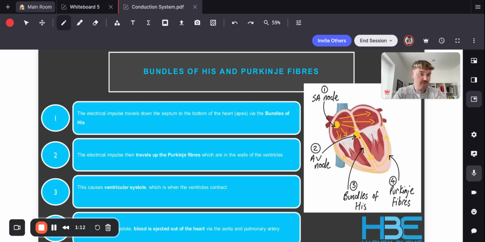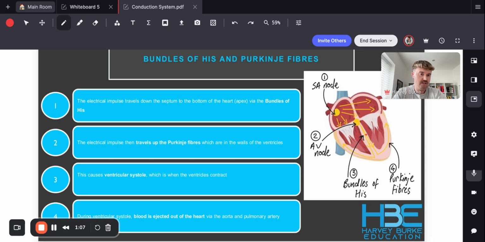So you would say after that 0.1 second delay that is created by the AV node, the electrical impulse is then released down the bundles of His and up the Purkinje fibres, and it's when the electrical impulse is travelling up the Purkinje fibres that ventricular systole then occurs. So that's when the ventricles are contracting. And when the ventricles are contracting, that is then going to eject blood out of the heart. And if you wanted to be more specific, you could say it ejects blood out of the heart via the aorta and the pulmonary artery. But most of the time you can just say it ejects blood out of the heart.